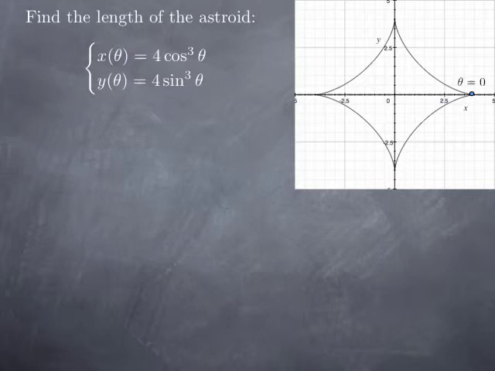When we studied it, we've seen that to traverse this curve exactly once, here we would have to restrict theta to an interval of length 2 pi, for instance from 0 to 2 pi.